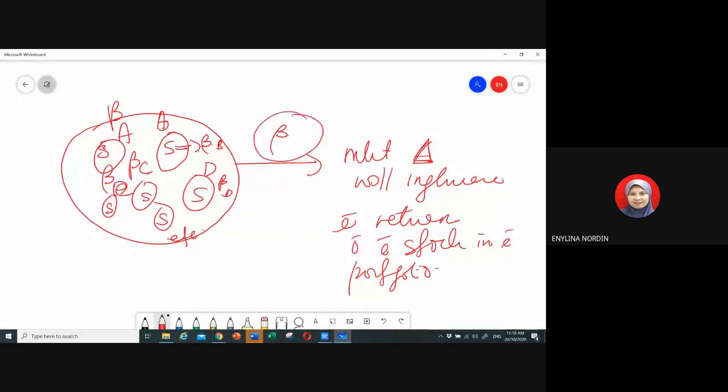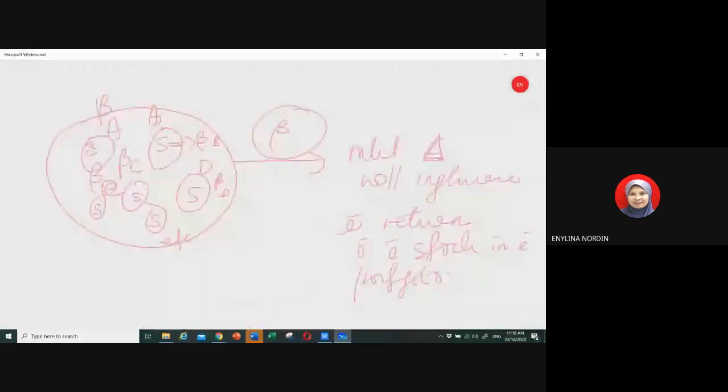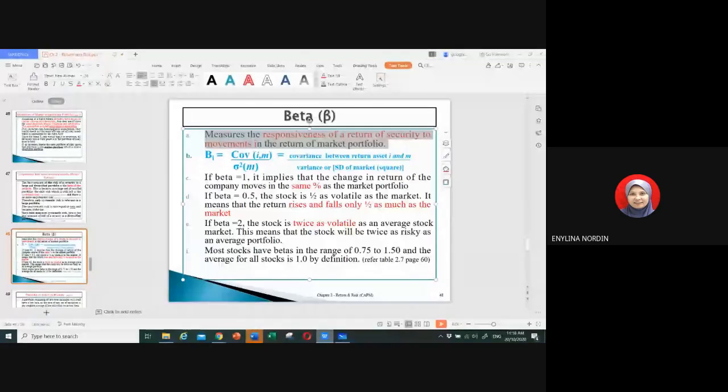Okay, right, now we go to beta. What is beta, right? Let's go to the slide. So beta is measuring the responsiveness of the returns of stock to the movement in the returns of market portfolio. Right, kita nak tengok berapa banyak return sesuatu stok itu berubah apabila market itu berubah. Dan perubahan return untuk stok tersebut dipengaruhi oleh beta.